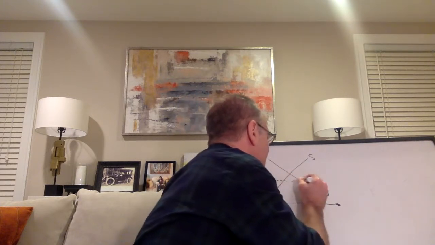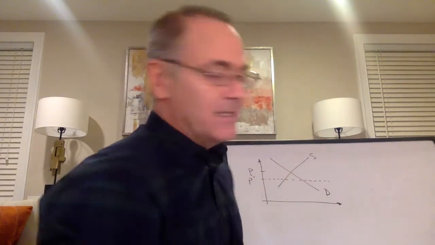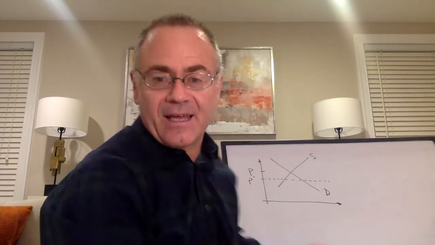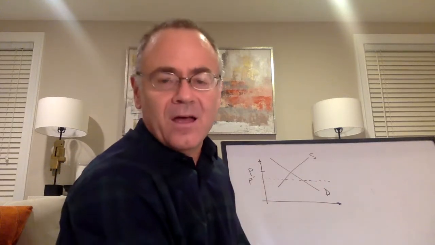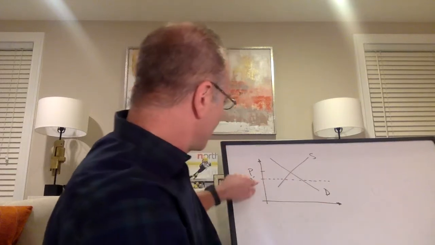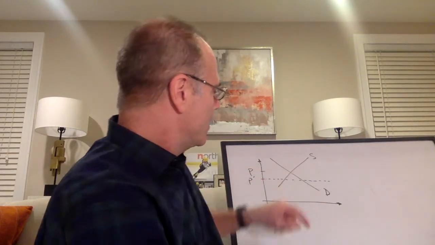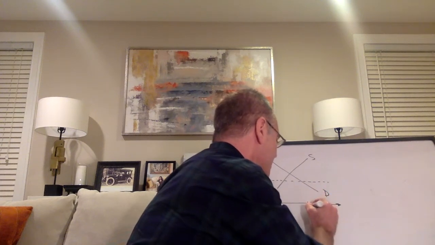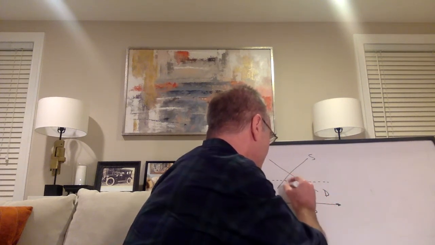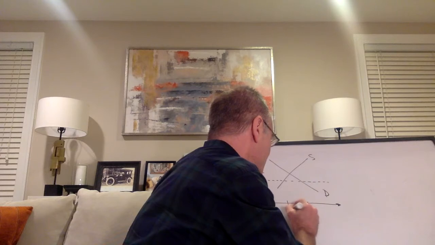And this is the price ceiling. So the only prices allowed are below that line. What would happen with such a ceiling? Well, the actual price would be P prime. The new quantity demanded would be here. The quantity supplied would be here.